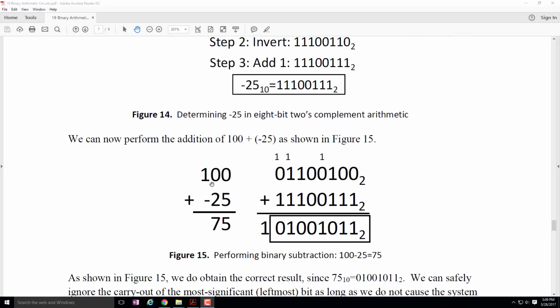So let's do 100 minus 25. You can see here's the code for 100. We just found the code for negative 25. I'm going to do 0 plus 1 is 1, 0 plus 1 is 1, 1 plus 1 is 0, carry the 1, 1 plus 0 is 1, 0 plus 0 is 0, 1 plus 1 is 0, carry the 1, 1 plus 1 plus 1 is 1, carry the 1, 1 plus 0 plus 1 is going to give 0, carry the 1, and the 1 is just going to flow right down here.